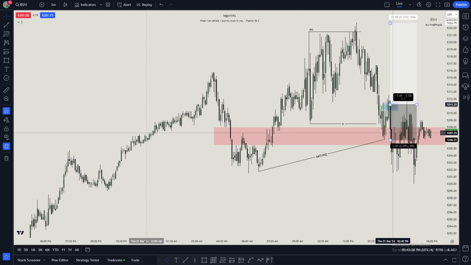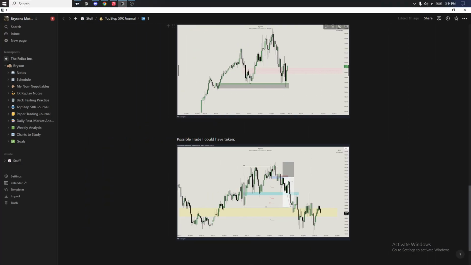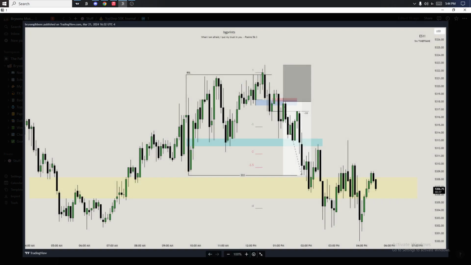Even though it was a decent setup with SMT at the time that I thought it was, we could have taken a way better trade that would have actually aligned with everything, and we would have won, right? So right here, same BPR. We have this hourly BPR, right? And then we have this sell side liquidity target, right?